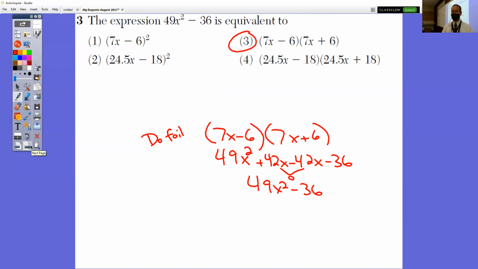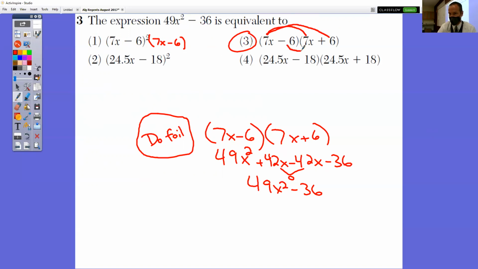In question number 3, the expression 49x squared minus 36 is equivalent to what? So you would have to do each of those. Now remember, what this really means, 7x minus 6 squared, that's really 7x minus 6 times 7x minus 6. So you're going to do FOIL, or if you want to call it the double distributive property, you have to do your firsts, 7x times 7x, that's 49x squared. Your outers, 7x times 6 is 42x.